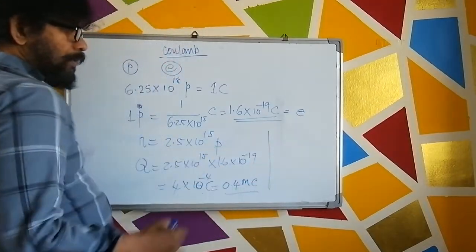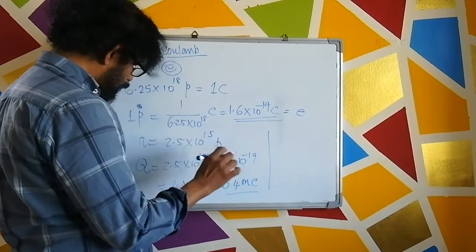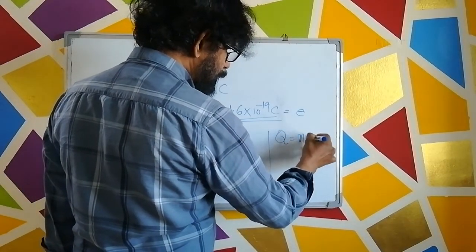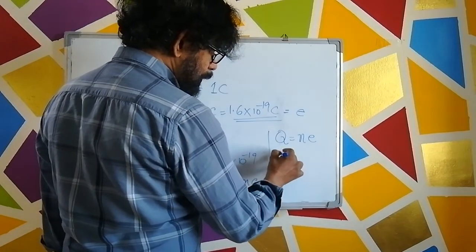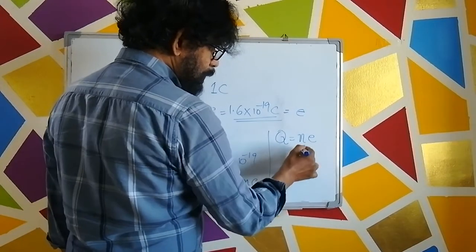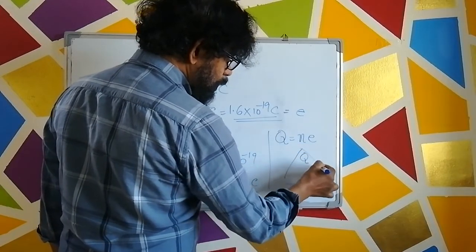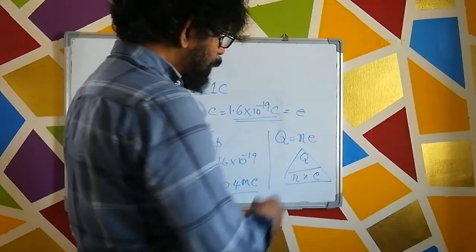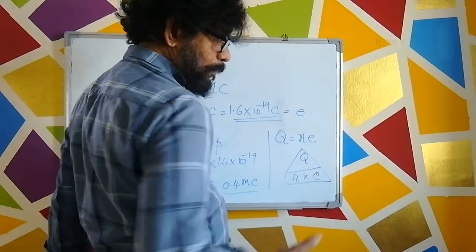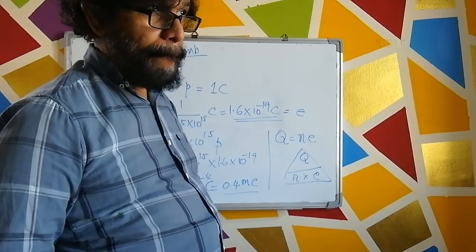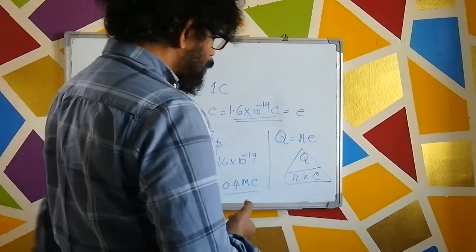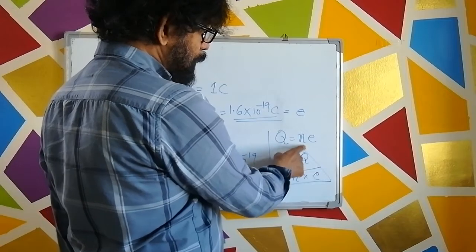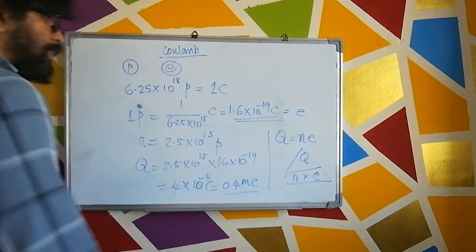So we can formulate a very simple equation. Q equals N times E. So if you want to find the number of charged particles when the charge on a body is given, then you can use this: N equals Q divided by E. So that is our first equation.